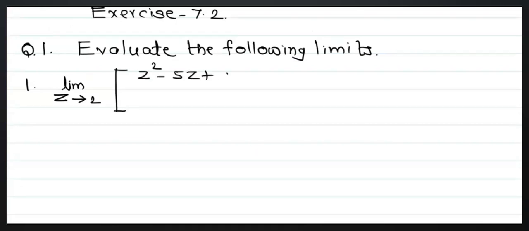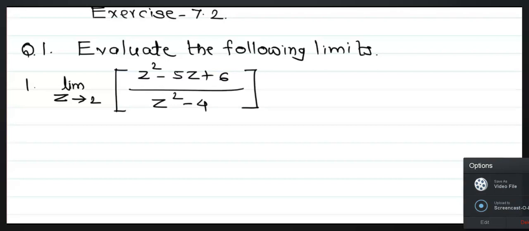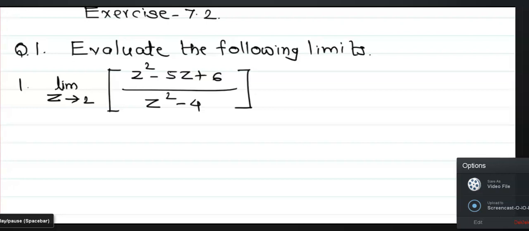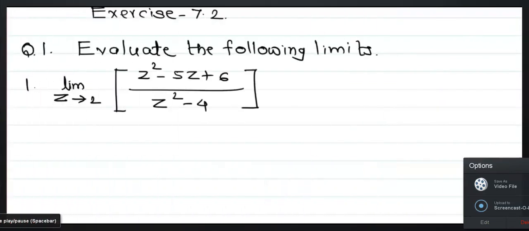To find the factorization, we apply the factorization method that we have learned in 9th and 10th standard. When the polynomials have power greater than 2, then we apply synthetic division for the factorization.